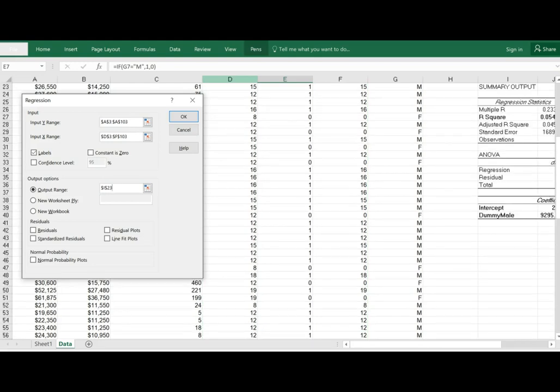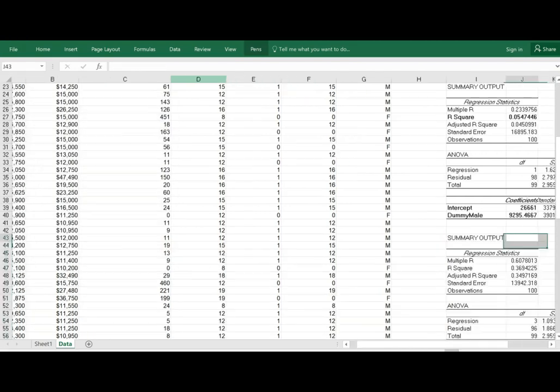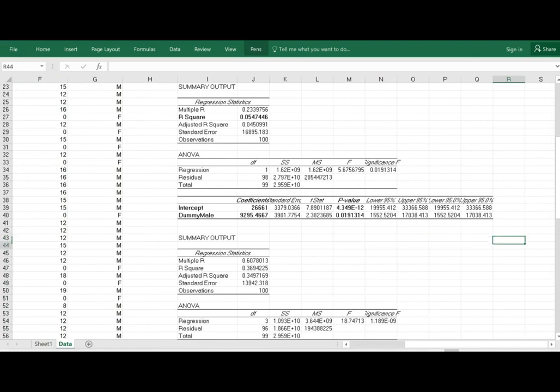I need to move my output range. What did we move it? 20 down. So if I move it to 43, it'll put it in a good place. Go ahead and hit OK. And what do we got?